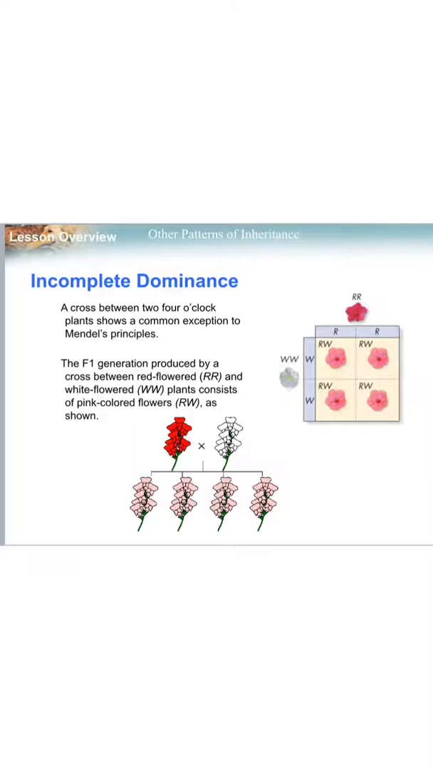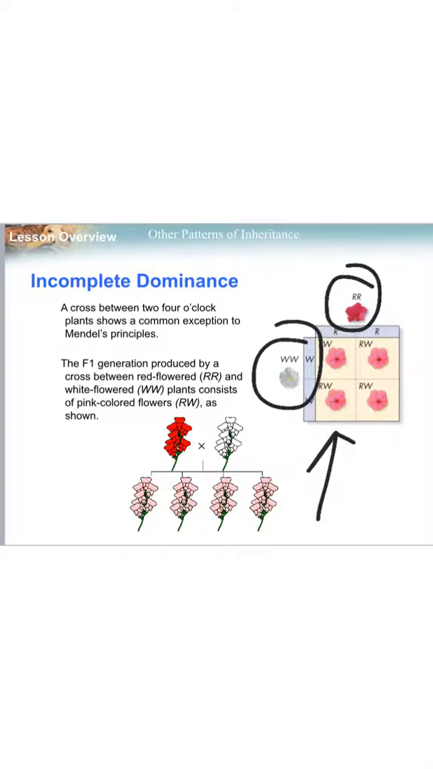So the first type of inheritance that does not follow Mendel's principles is called incomplete dominance. With incomplete dominance, it's basically going to be a mixture. For example, if we had a red plant crossed with a white plant, the result is going to be pink. So it's not going to be red, it's not going to be white, but instead it's going to be a mixture of the two. If this was Mendel's principles, then it would either be red or white, depending on which one was dominant and which one was recessive.